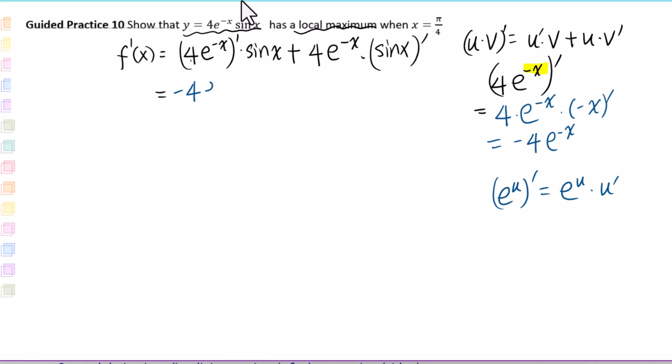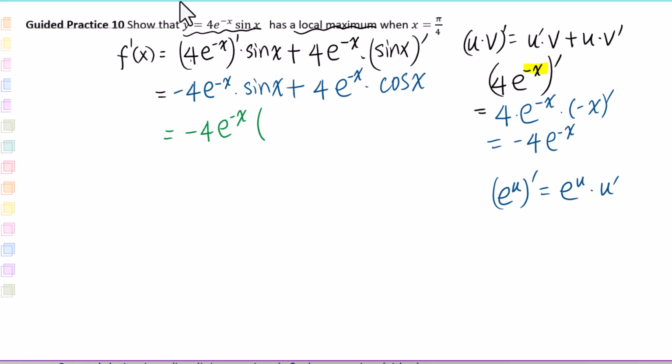Negative 4 times e to the power of negative x times sine x plus 4 times e to the negative x power times sine x prime, which is cosine x. Simplify. We will take negative 4 e to the power of negative x out. We got sine x minus cosine x.